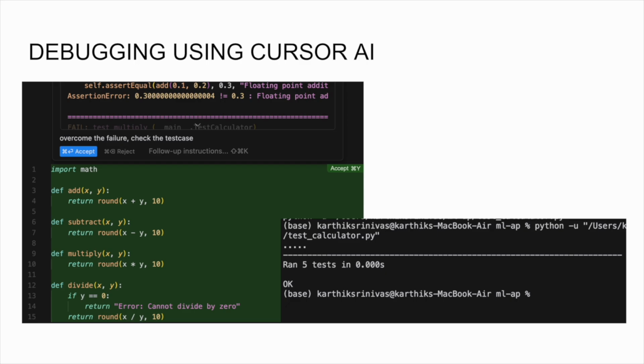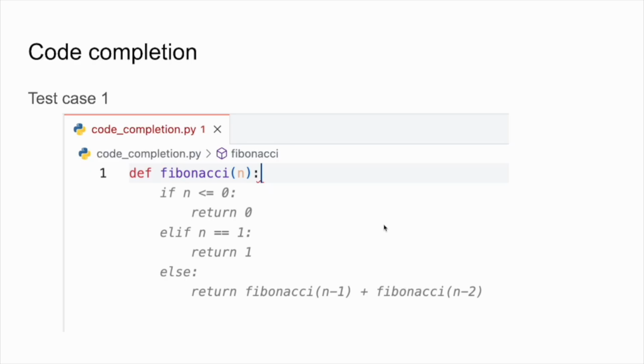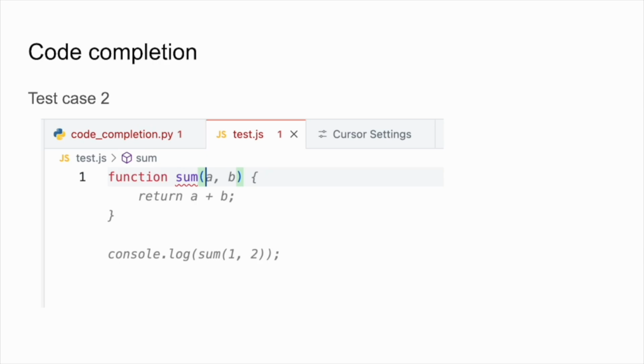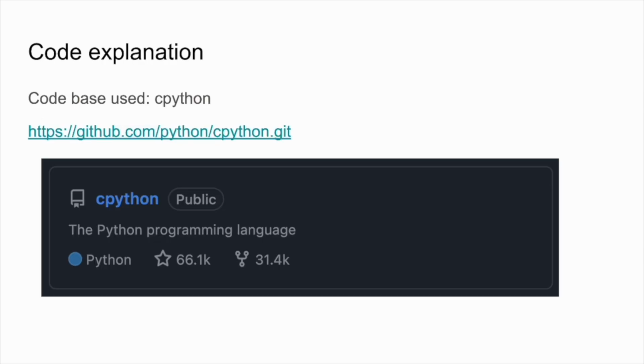Thank you. I'm Kishore Adit, roll number 22Z232. And next up, we'll be seeing code completions, also known as the tab feature from Cursor AI. First up, we have a function to calculate Fibonacci. I've just typed in the name of the function and the argument it takes in, and Cursor magically auto completes it. And an example in JavaScript.